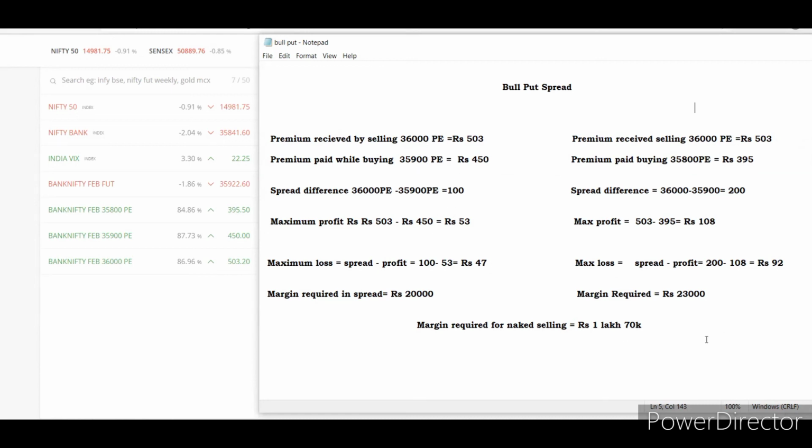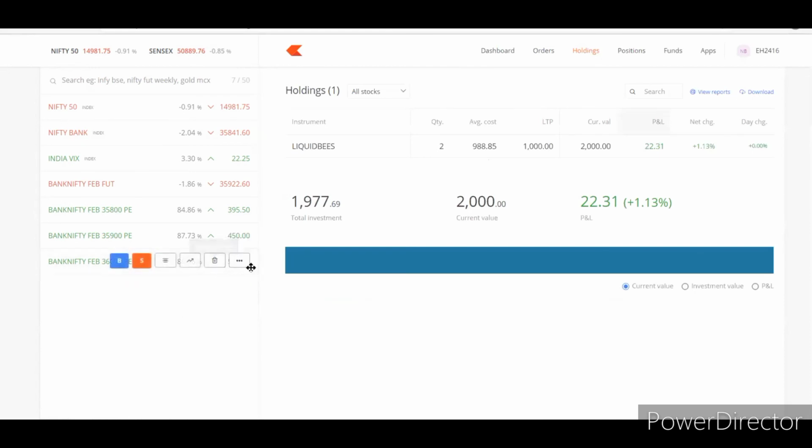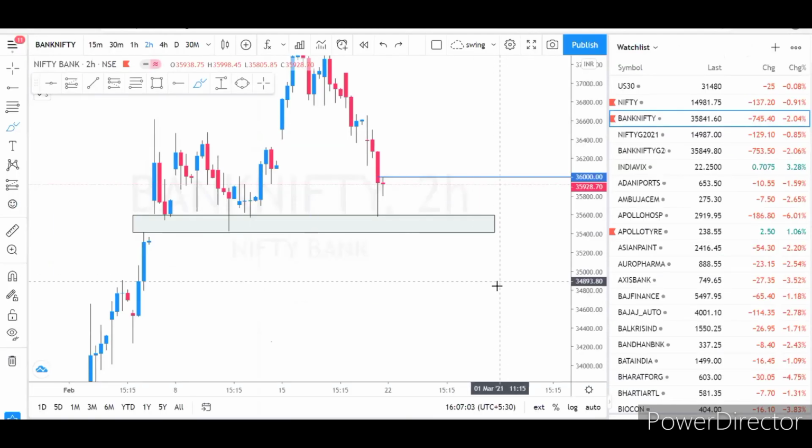So the main idea behind this is, for 53 rupees you are investing 20,000 rupees and your loss is minimized. That's how you won't spend sleepless nights. On the other hand, if you have sold a naked option, you will always be thinking about what if tomorrow the market opens gap down 1000 points, 2000 points, you may have a very big loss.